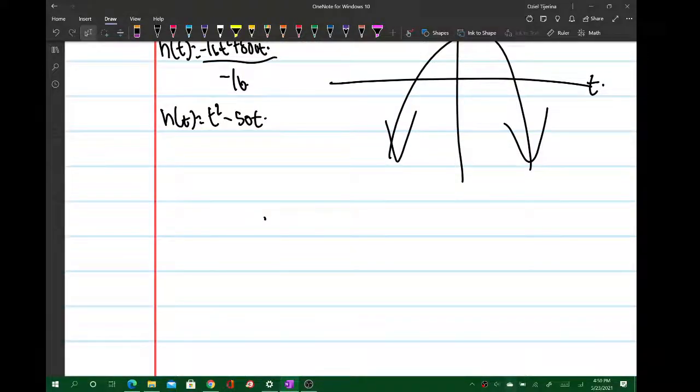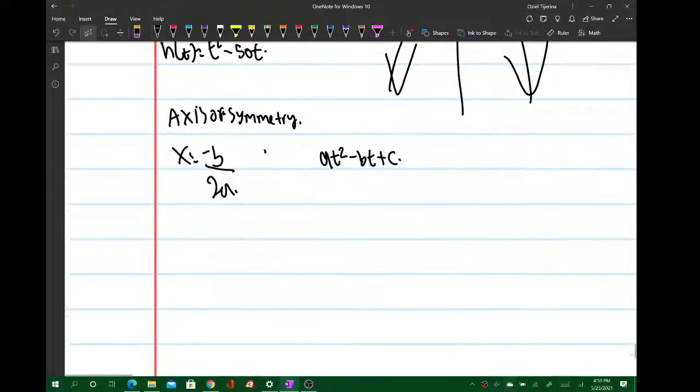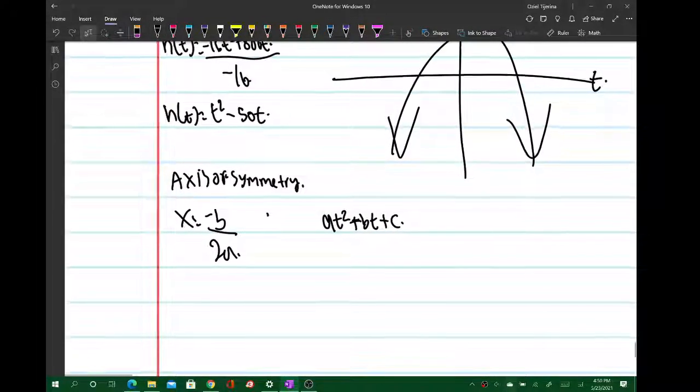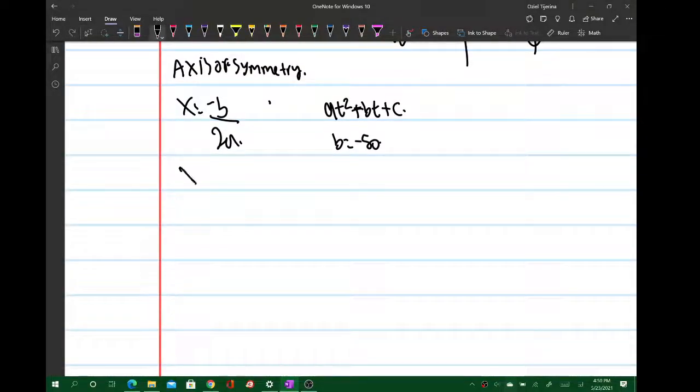And obviously, our axis of symmetry is x equals negative b over 2a. This is of the form at squared plus bt plus c. So basically, b equals negative 50. So then you would say x equals negative of negative 50 over 2.